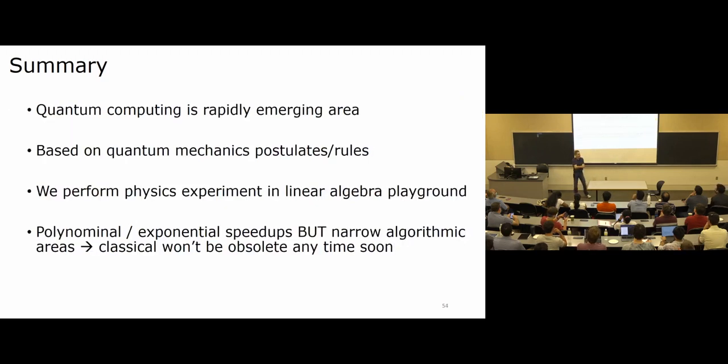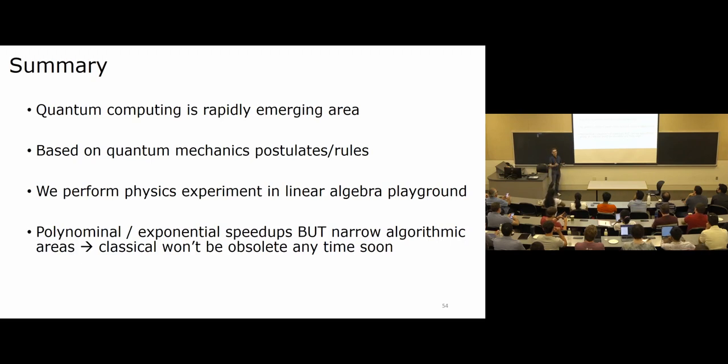So I think we can skip this last slide, except for saying one thing: there are polynomial and in some infrequent cases exponential speedups, which sounds extremely impressive, and it's probably just a matter of time until some killer app will evolve. But at this time, these exponential speedups are narrow. They're only for a few select algorithms.